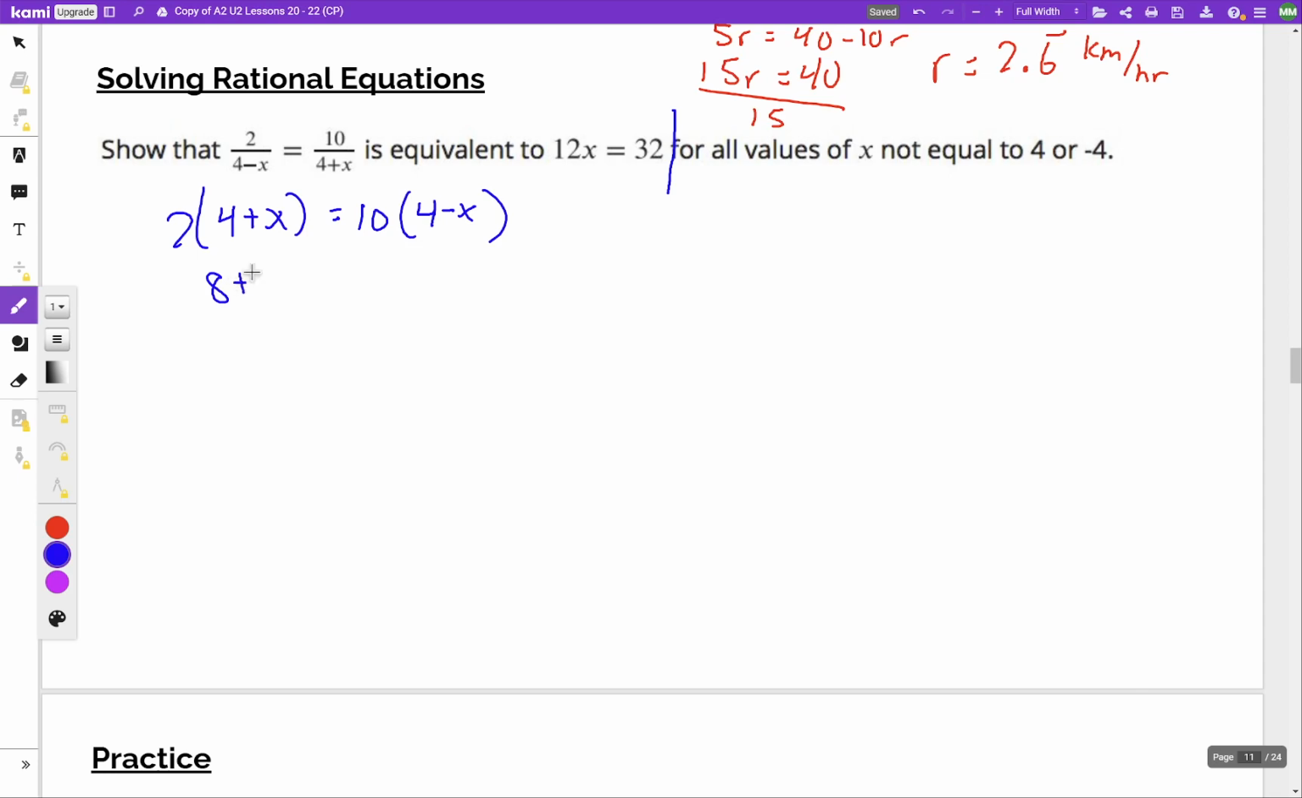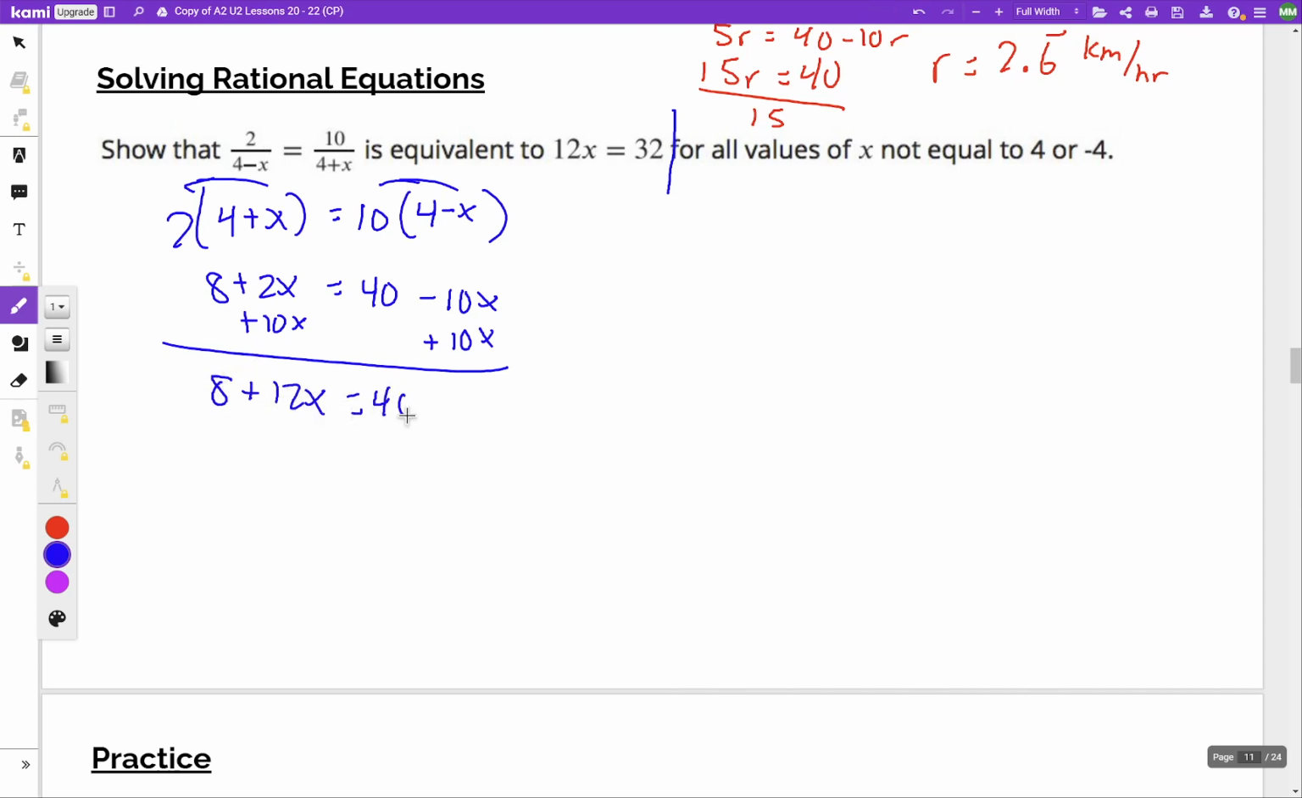I get 8 plus 2x equals 40 minus 10x, right? A little bit of distribution there. Okay, now let's simplify. Maybe I'll add 10x to both sides. So plus 10x, plus 10x. So just always remember to add your like terms and subtract your like terms as necessary. So we get 8 plus 12x equals 40. I can subtract 8 from both sides. 12x equals 32. Okay, wonderful.